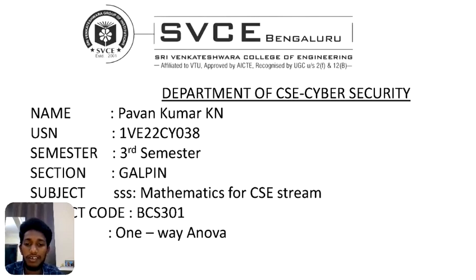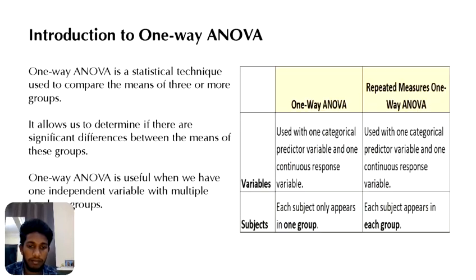Today we are going to discuss one-way ANOVA. Introduction to one-way ANOVA. One-way ANOVA is a statistical technique used to compare the means of three or more groups. It allows us to determine if there are significant differences between the means of these groups. One-way ANOVA is useful when we have one independent variable with multiple groups.